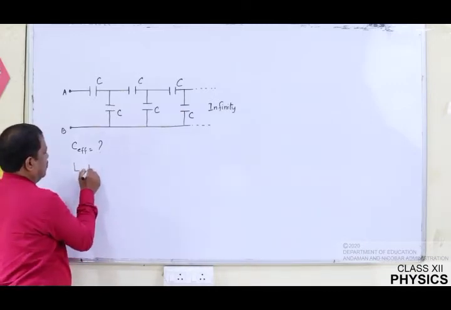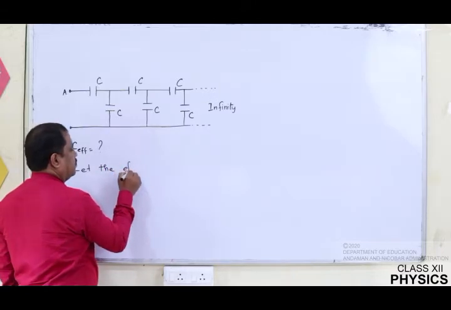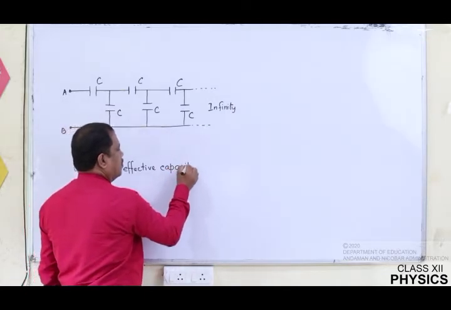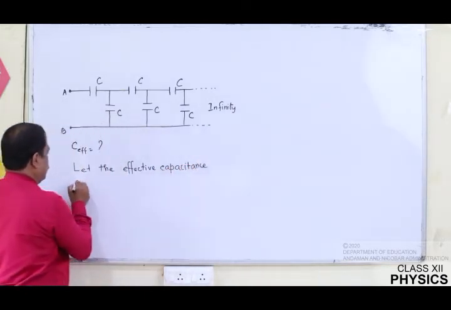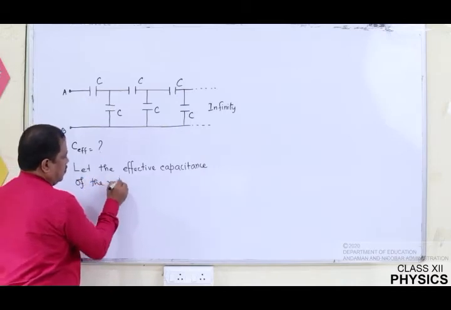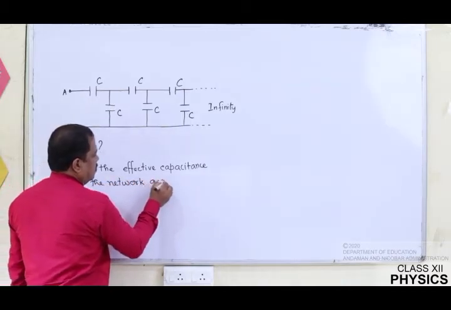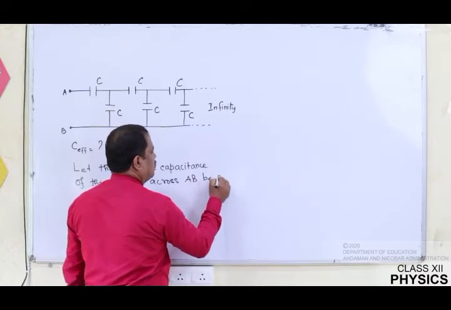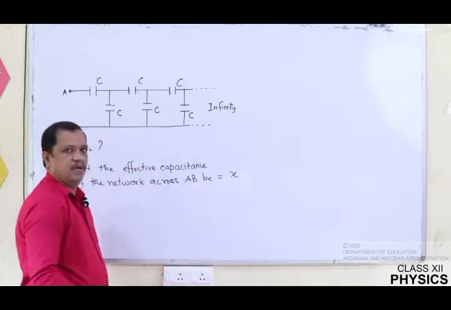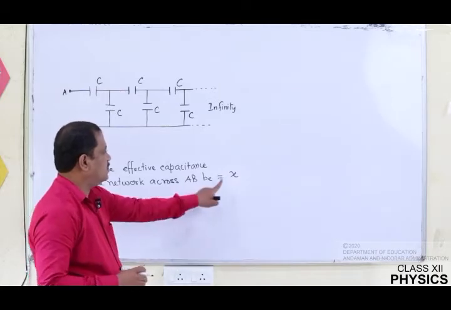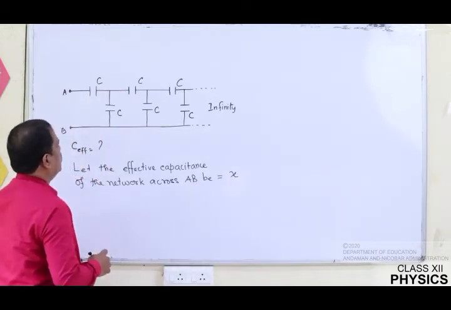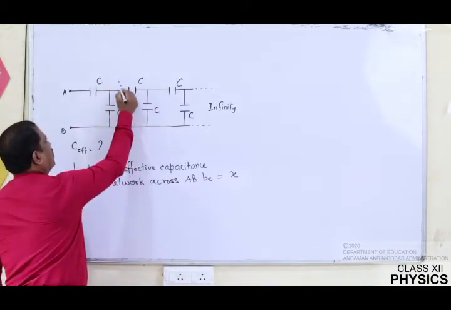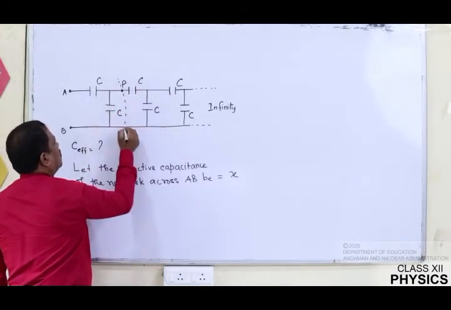So let the effective capacitance of the network across AB be equal to, let me say, X. If this is the case, now what I am going to do is separate out this part. Let me say this point is P, and this point is Q.